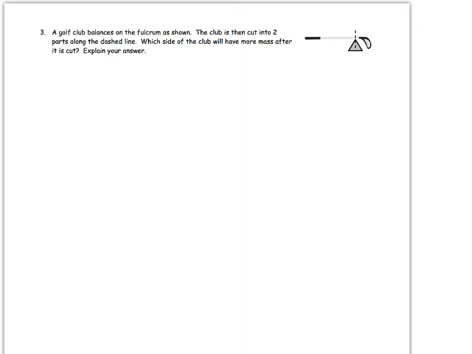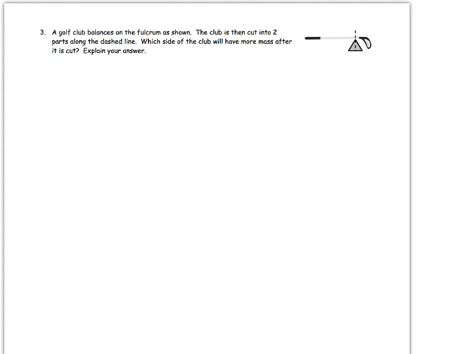For this problem here, we have a golf club balancing on a fulcrum as shown, and we can see that the club balances closer to the head of the club than to the end of the club here. And we're going to then cut the club in half along this dotted line here. We want to know which part of the club will have more mass after it's cut.